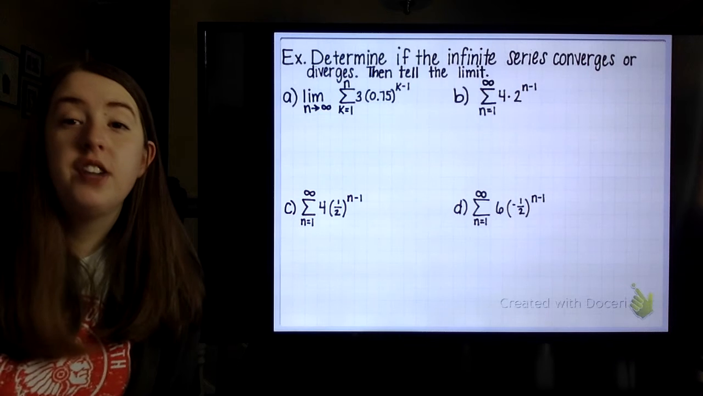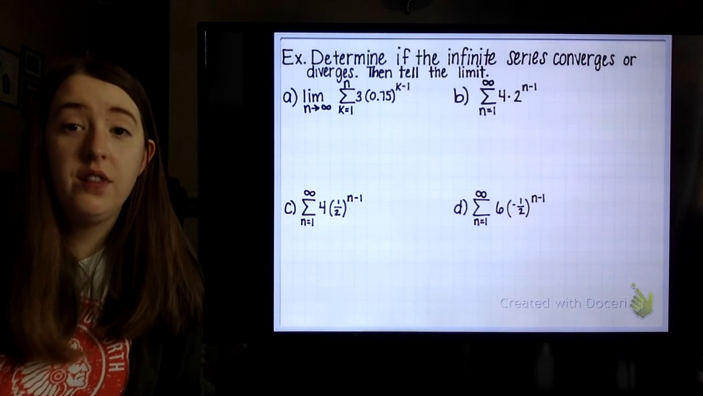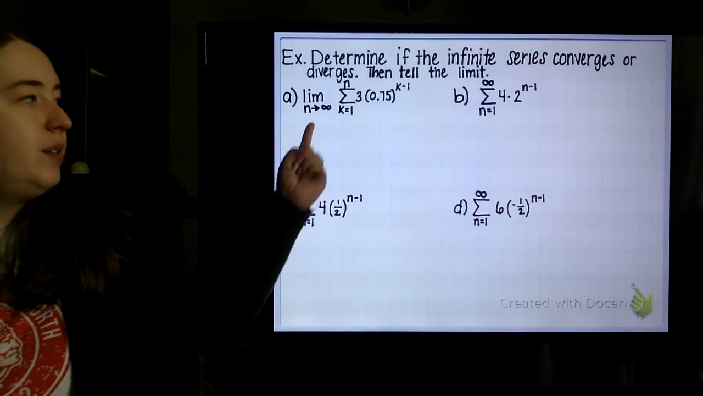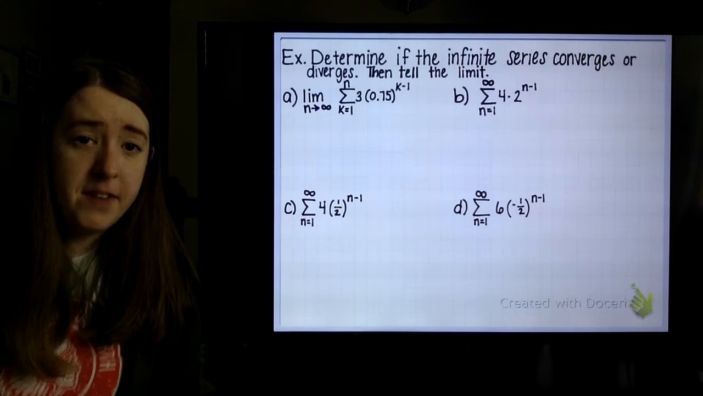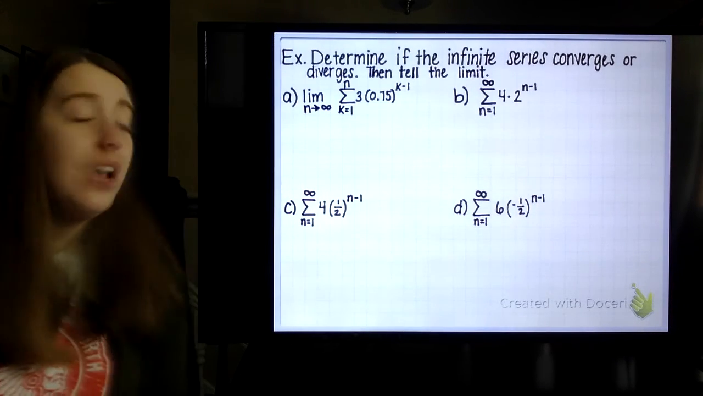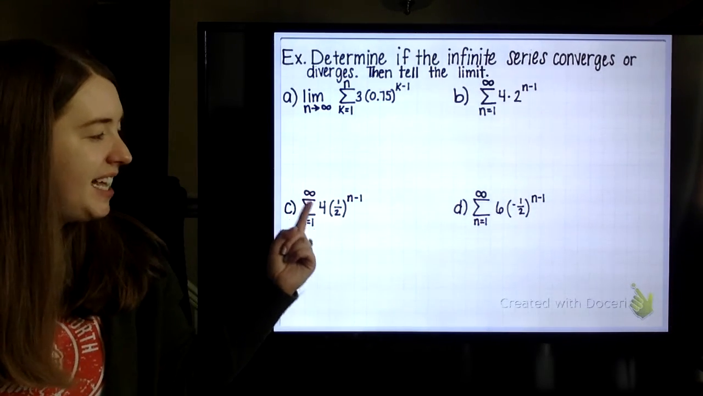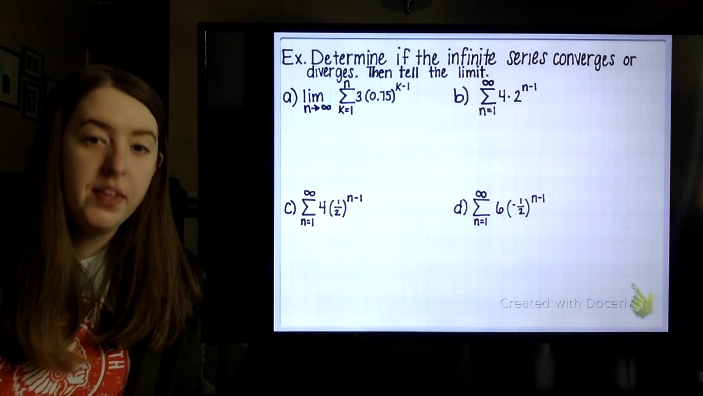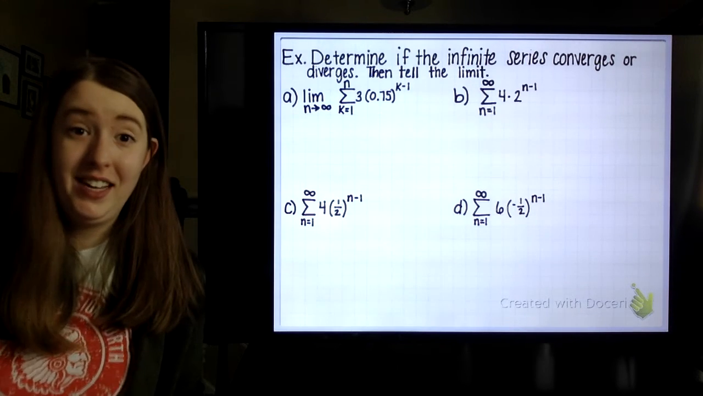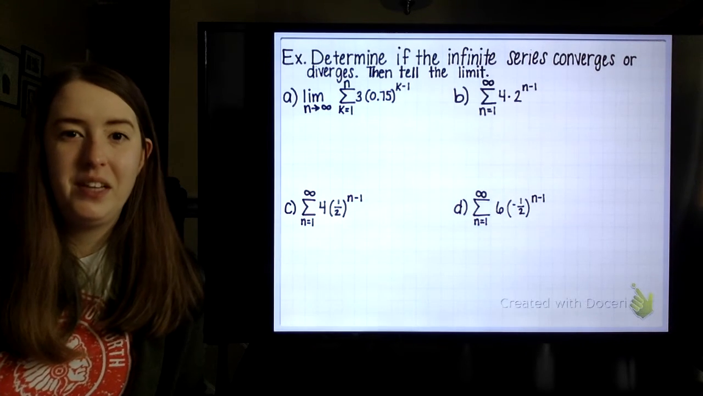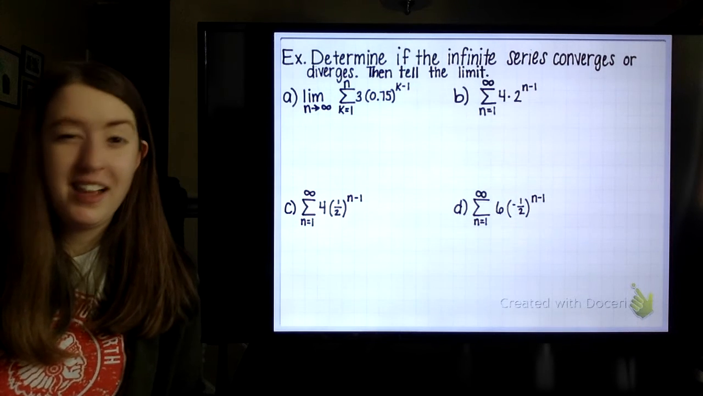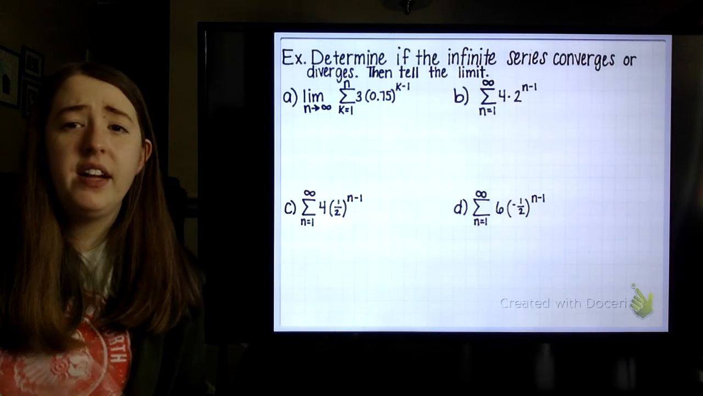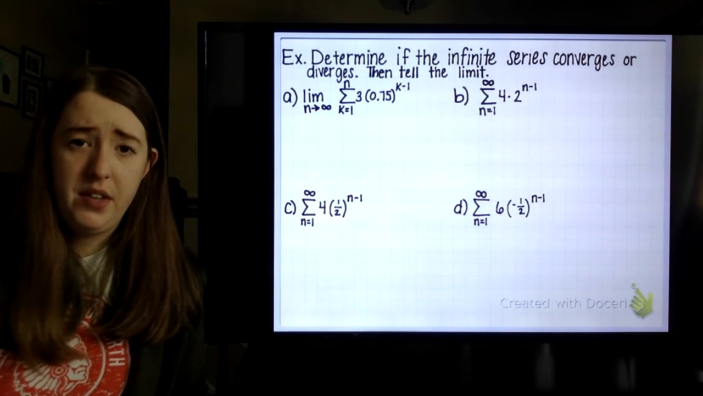So here we go. Determine if the series converges or diverges, then tell the limit. This first one is written in limit notation. You won't see that very often. I just want you to get the idea that we can't actually plug in infinity for the term number because infinity isn't actually a number. So really, I'm approaching infinity there. Anyways, we'll decide if it converges or diverges first, then we'll go through and tell the limit.